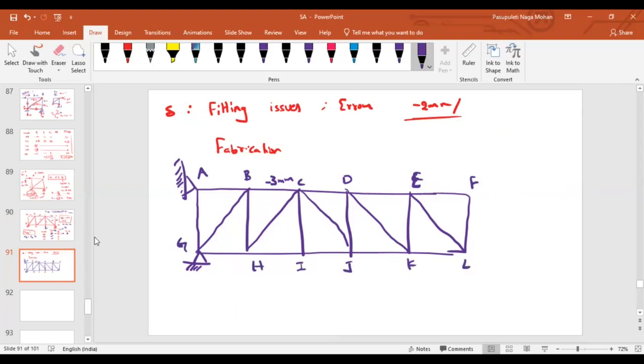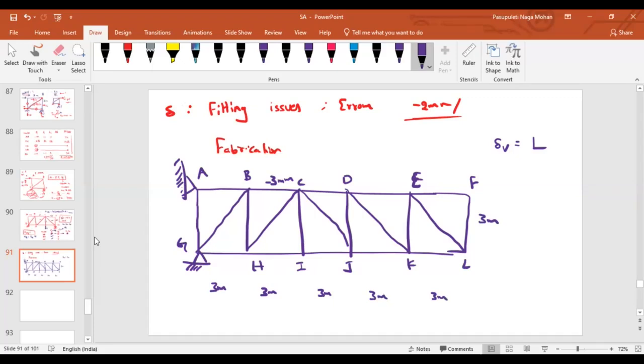Now see, in this case, there is a fabrication error in the member BC. The fabrication error is minus 3 mm. If there is a fabrication error of minus 3 mm in the member BC, what is the vertical deflection that happened at L? So here the lengths are 3 meter, 3 meter, 3 meter. Don't solve it. At least give me an idea how to solve this problem.